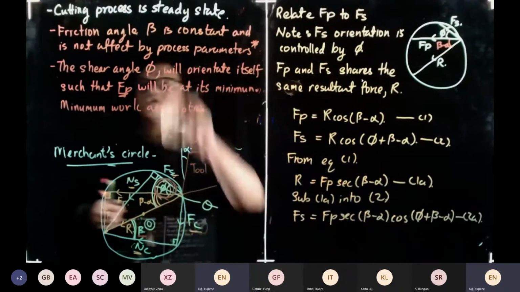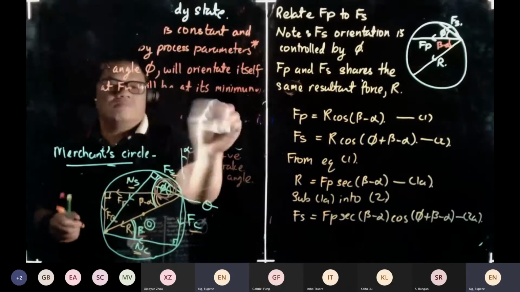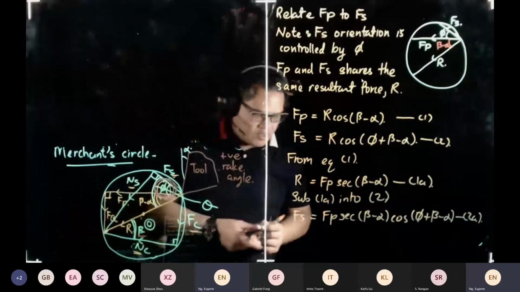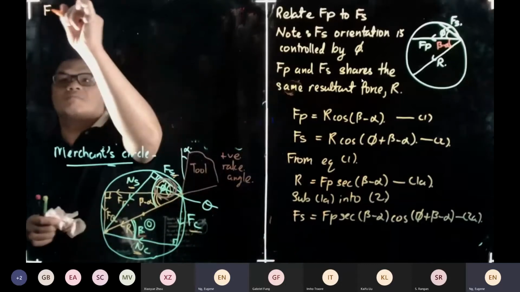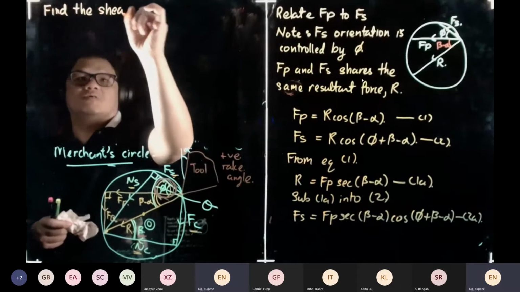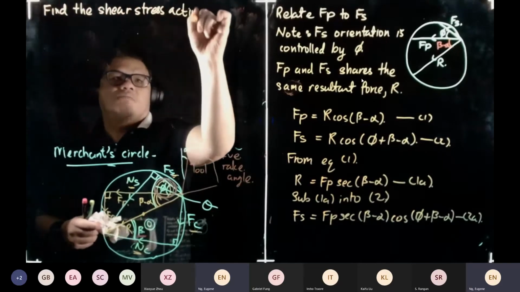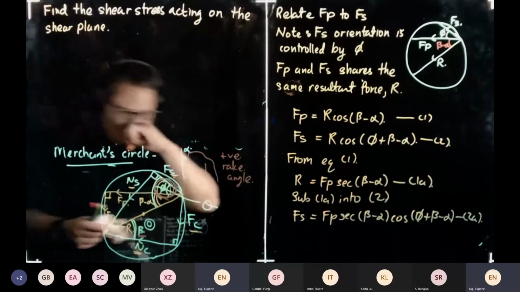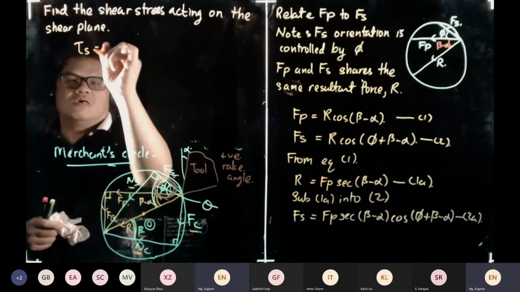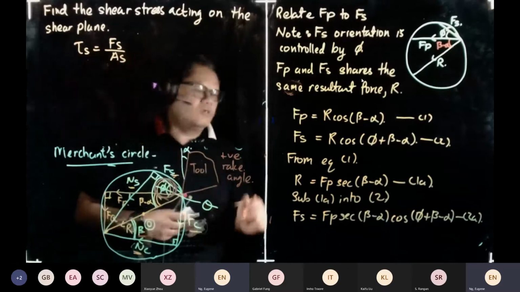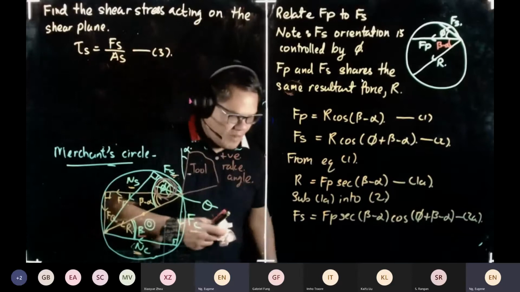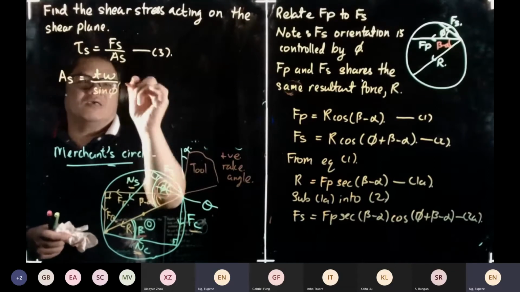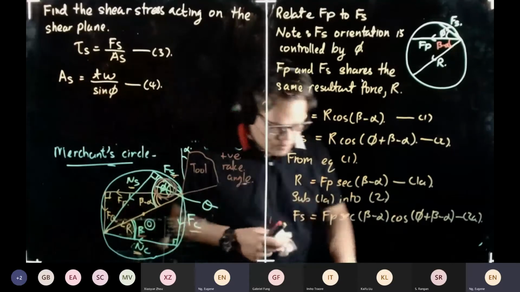In order to find the shear stress, we have to relate with the shear stress. So the next thing that Merchant did is he found the shear stress acting on the shear plane. The shear stress, which is known as tau s, is equal to Fs over As. This is our equation number 3. To find As, we have done this before last week, it is equal to t width of cut over sine phi. This is our equation number 4.